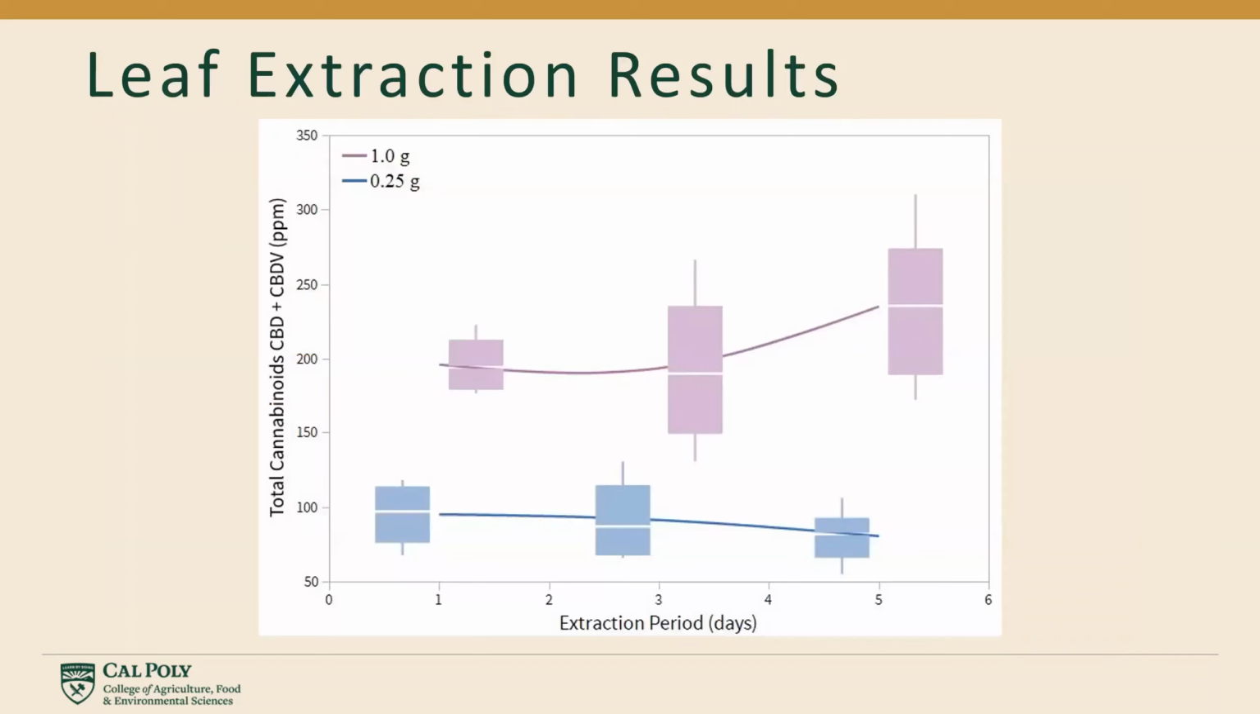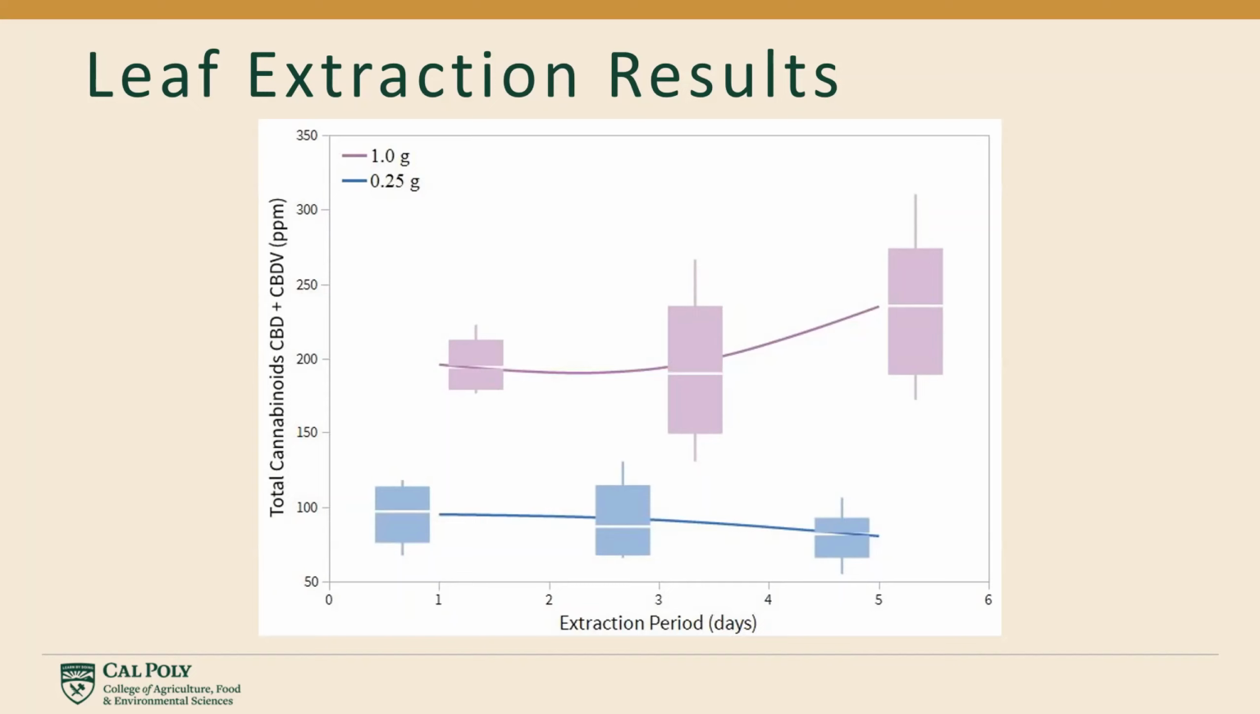Now here's a graph of the results from the leaf extraction experiment. The total cannabinoid content for CBD and CBDV was on the y-axis. We chose to only look at these 2 compounds because they were the only 2 that were consistently present in all leaf samples. And on the x-axis, we have the extraction period in days.